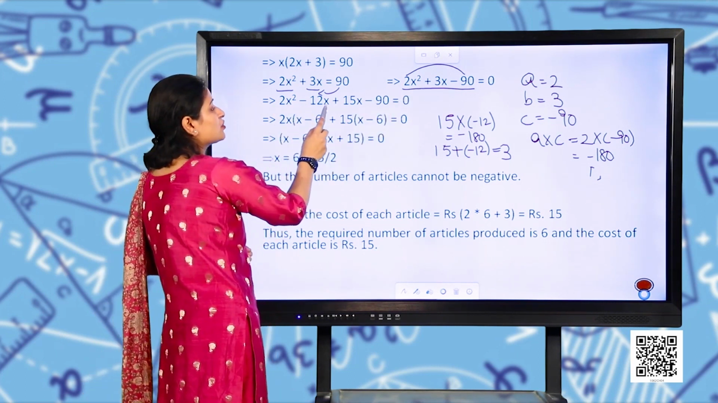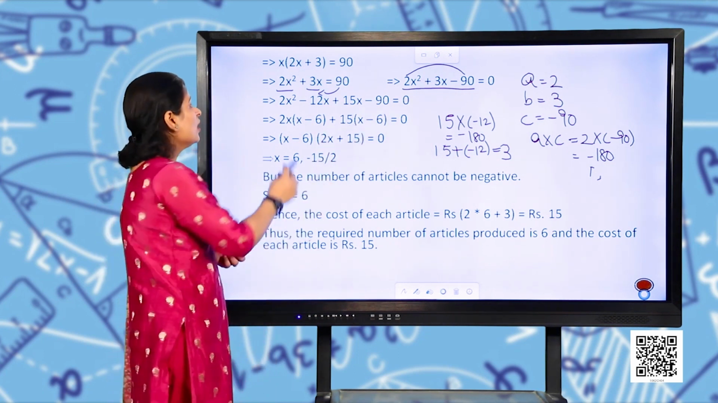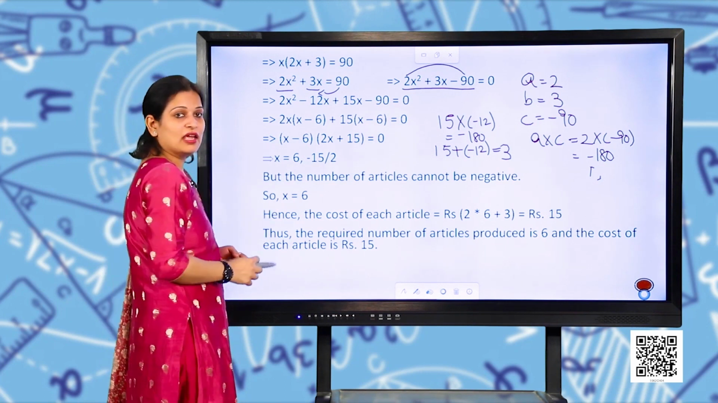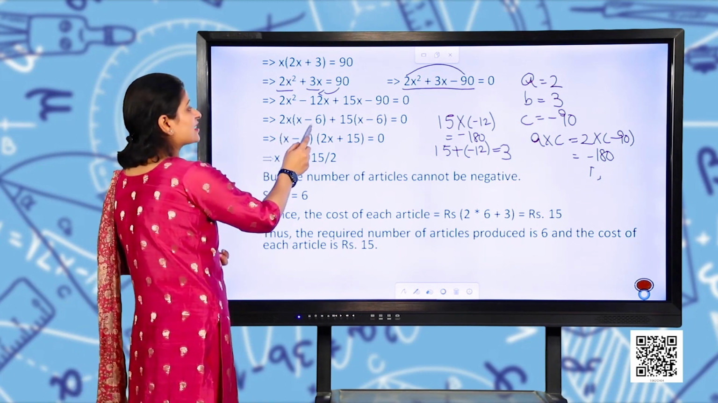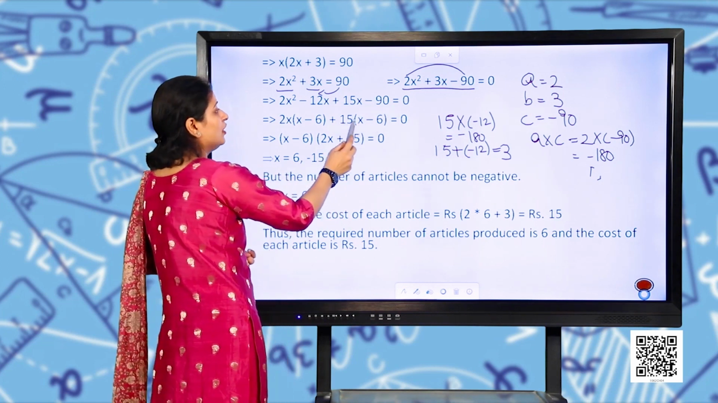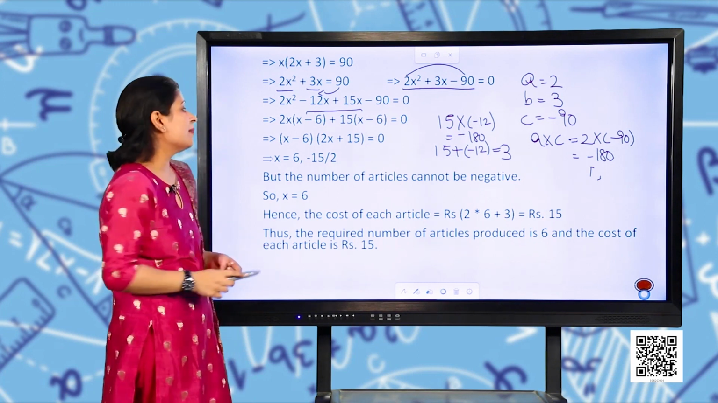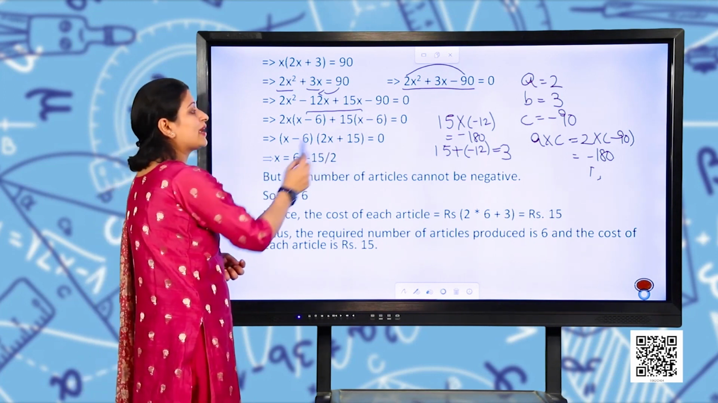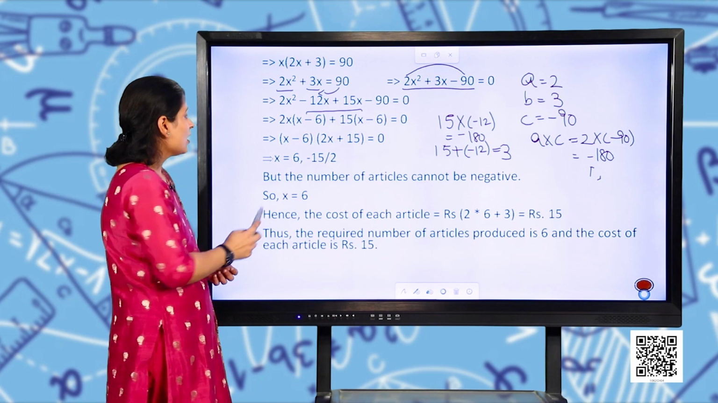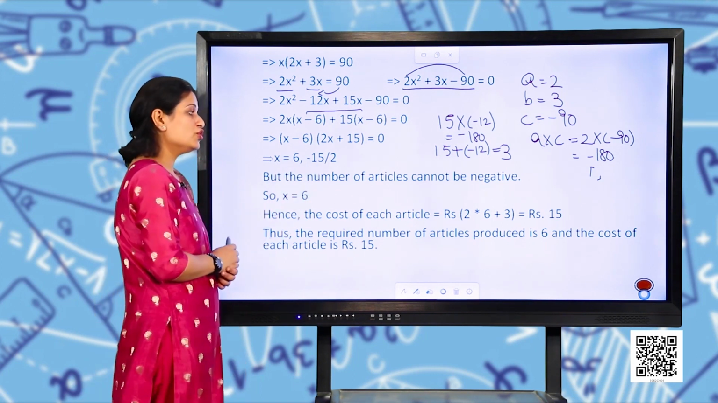So, you can rewrite this equation as 2x square minus 12x plus 15x minus 90 is equal to 0. You can take out 2x common from here. So, you will get 2x into x minus 6, and you can take out 15 common. So, 15 into x minus 6. Both have x minus 6 as common. So, x minus 6 into 2x plus 15 equals 0. So, you will get x as 6 and minus 15 by 2.